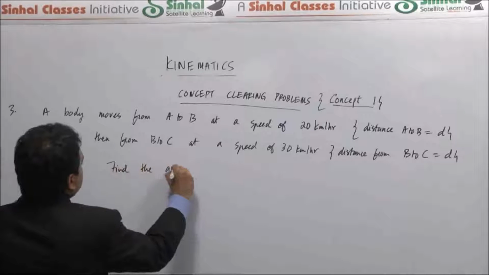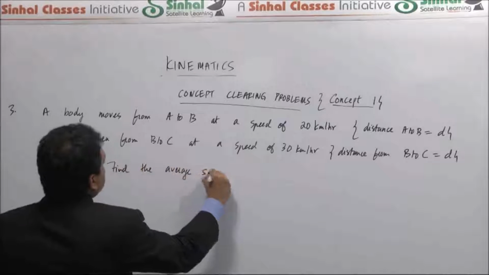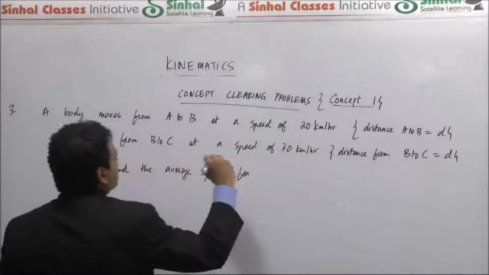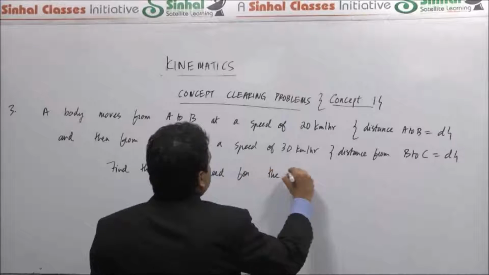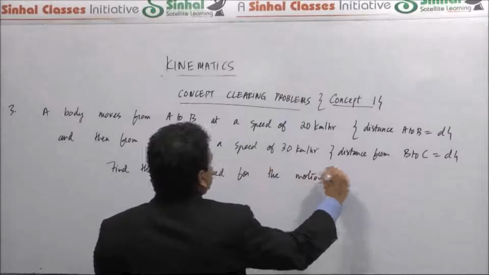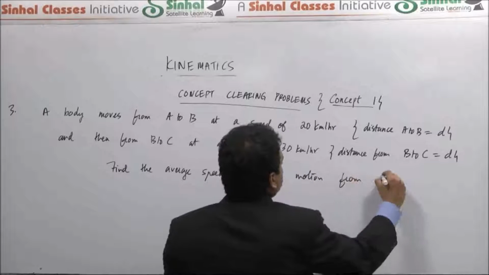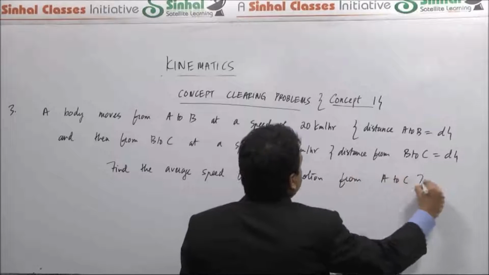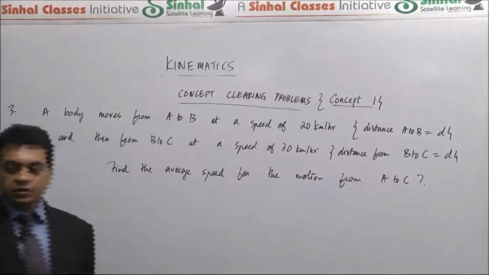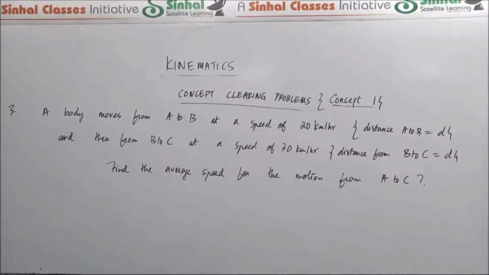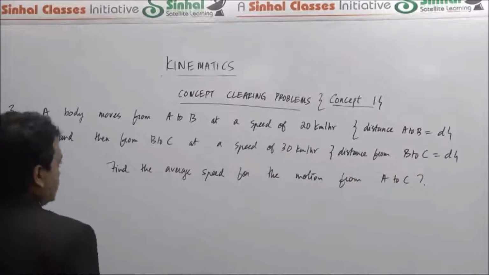So you have to find the average speed for the motion from A to C. The composite motion, taking the whole interval from A to C, you have to calculate the average speed. Let's work that out.